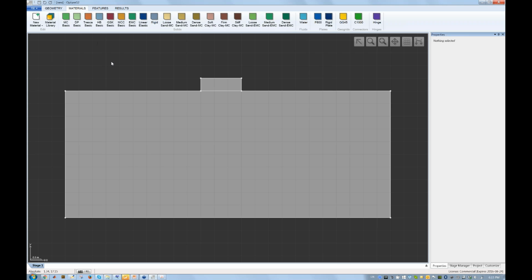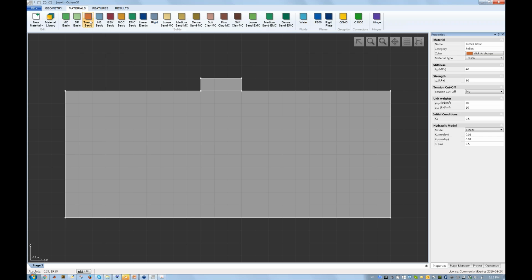What we need for this footing is we want to do a Tresca analysis, so an undrained analysis with a given undrained shear strength, CU or SU. And as I said, what is Tresca? This material Tresca Basic, what's it all about? You click it and the information comes up over here in the property window. We have an EU, an undrained Young's modulus, and a CU, undrained shear strength.